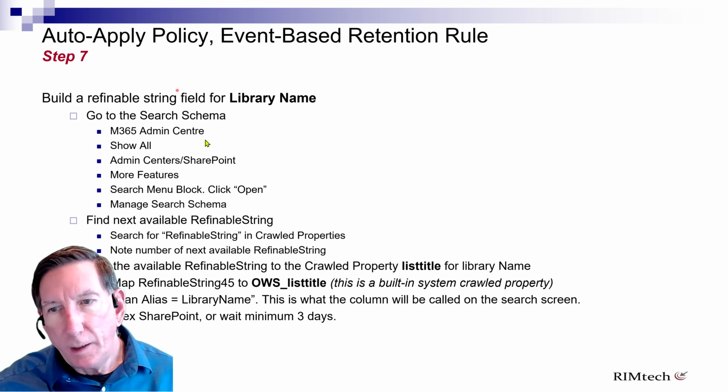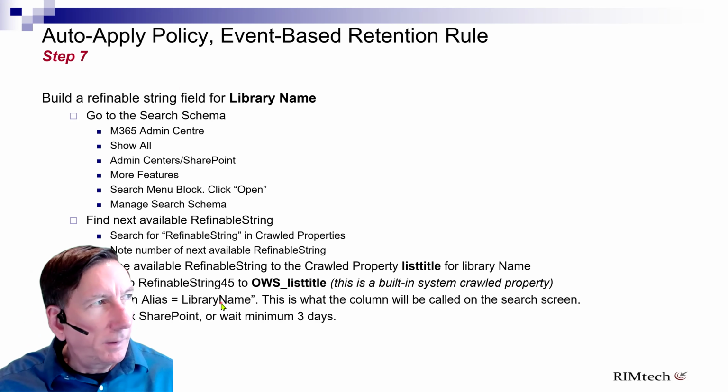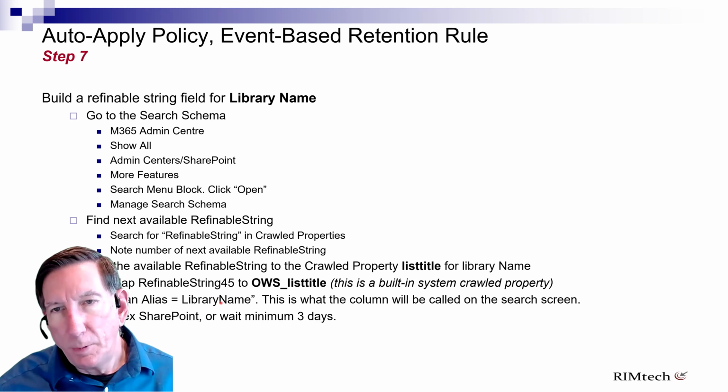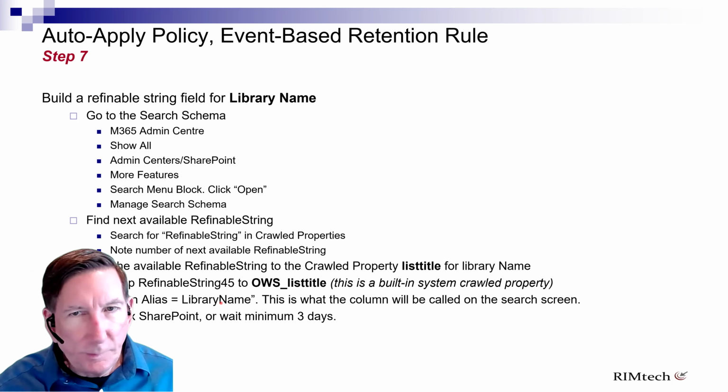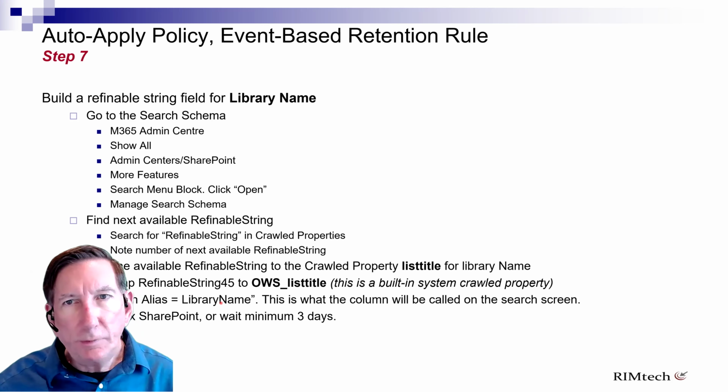Now, we've done that for library name, but guess what? We need to test to make sure we did it right. Purview has no error checking. Let me repeat that. Purview has no error checking. What's the implication? The implication is that if you make one mistake, you'll never know.